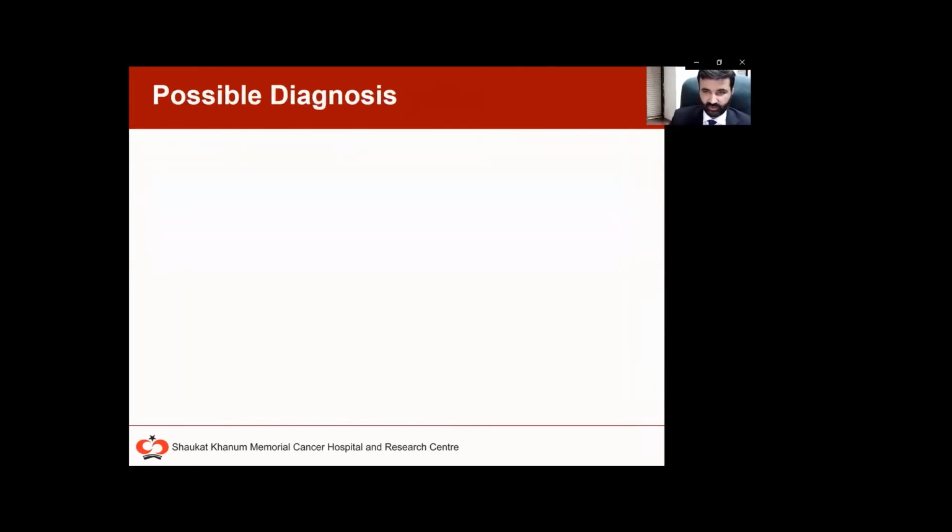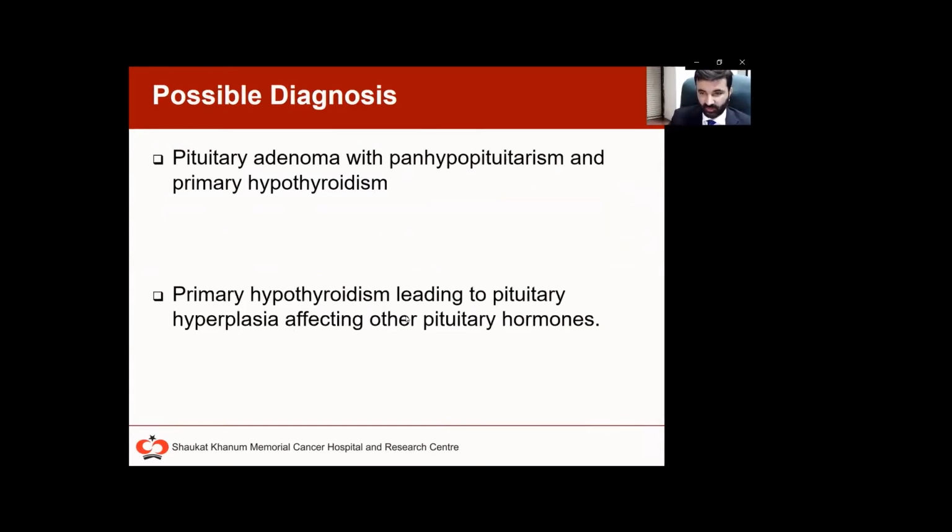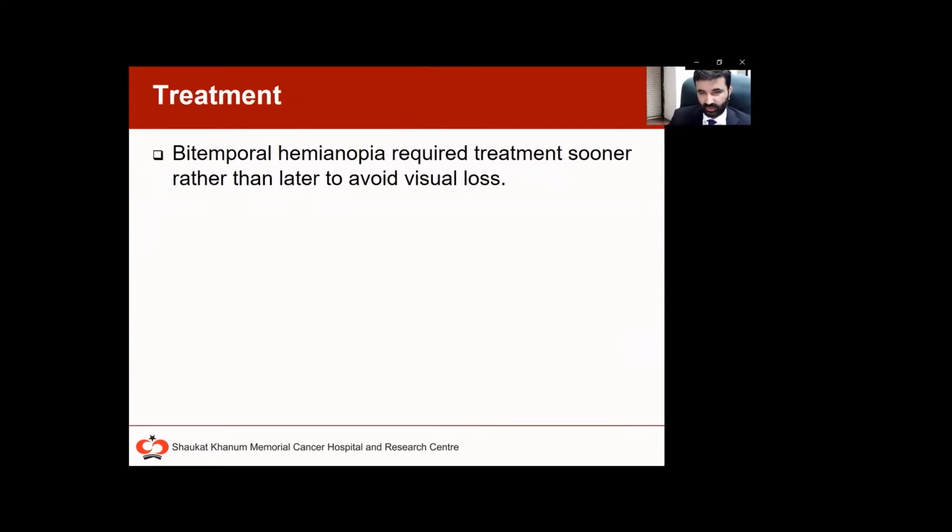So the possible diagnoses in this case then are pituitary adenoma with pan-hypopituitarism and primary hypothyroidism, or primary hypothyroidism leading to pituitary hyperplasia affecting other pituitary hormones. Now, whichever of the two was the diagnosis, the important thing here is the patient has already got very early bitemporal hemianopia, and the patient requires treatment sooner rather than later to avoid visual loss. We all know in the endocrine clinics how important that is, and time is very important in this scenario.